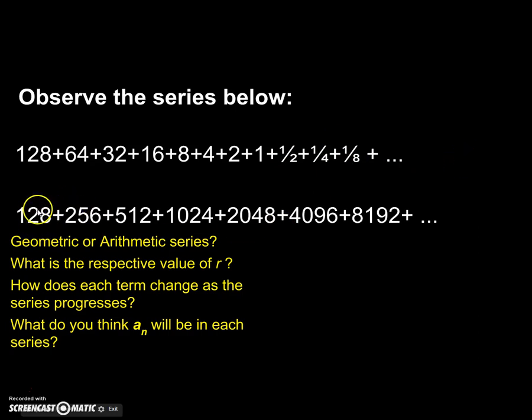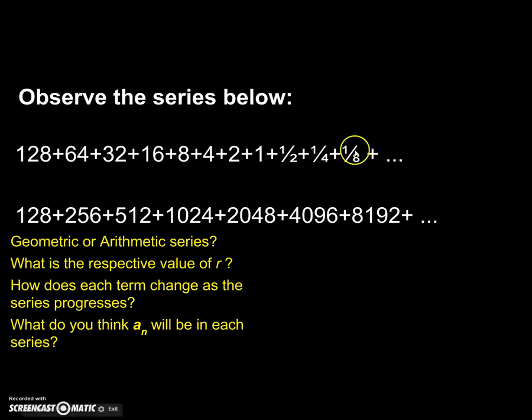For the second series, because my R is equal to 2, it's times 2, times 2, times 2, times 2. So every term becomes bigger and bigger. So that's what this question is asking. The first one, the individual term becomes smaller and smaller. And the second one, the individual term becomes bigger and bigger. Okay, now, what do you think the nth term, a_n, will be in each series?